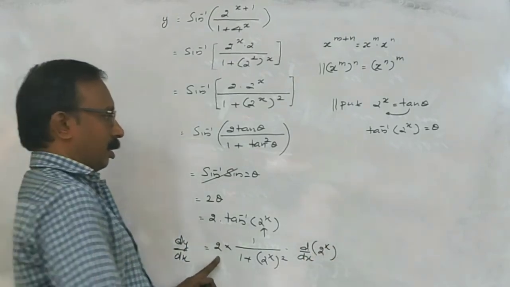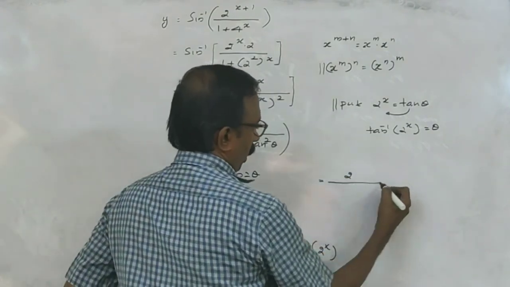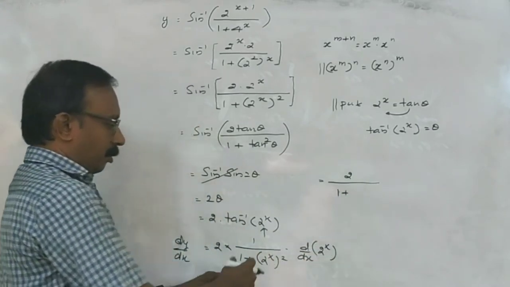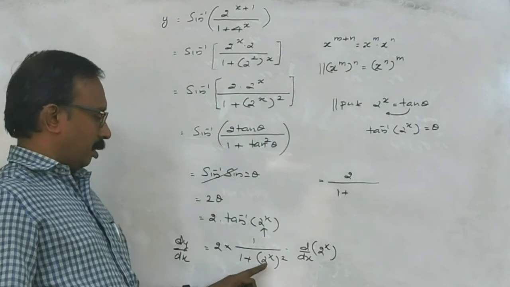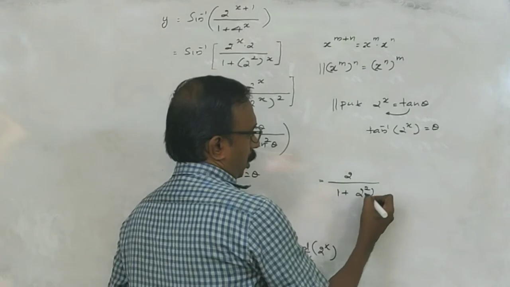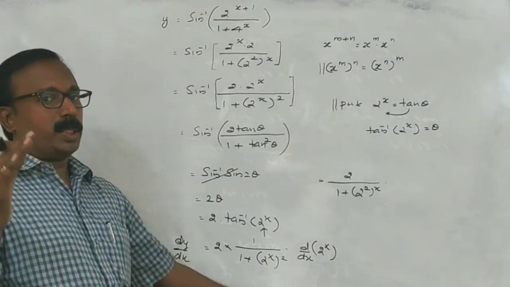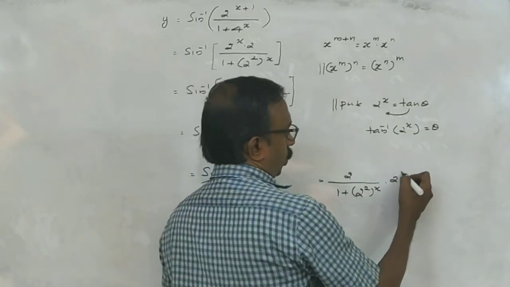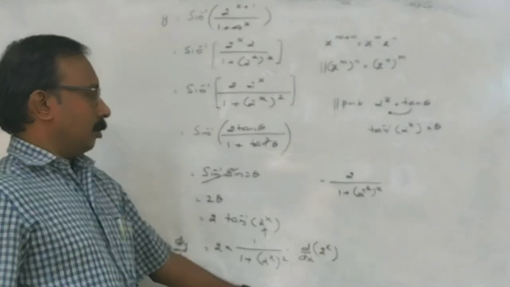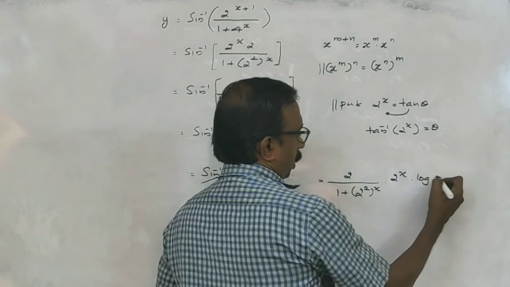That is 2. 2 into 1 is 2, 1 plus... here I am writing this whole again: (2 squared) the whole raised to x, into the derivative of 2 raised to x, which is 2 raised to x into log 2.